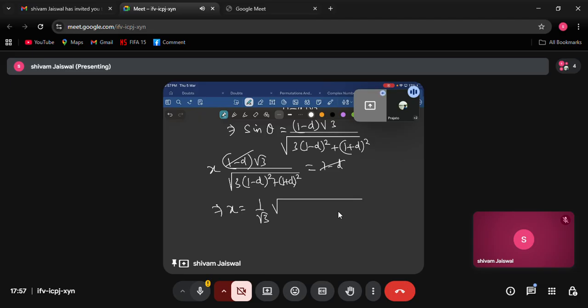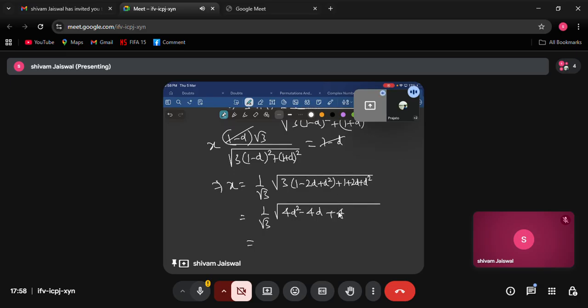into root over 3 into 1 minus 2d plus d square plus 1 plus 2d plus d square. This will give us 1 by root 3 into, this is 4d square minus 4d plus 4. So it will come outside, 2 by root 3 I'm getting.